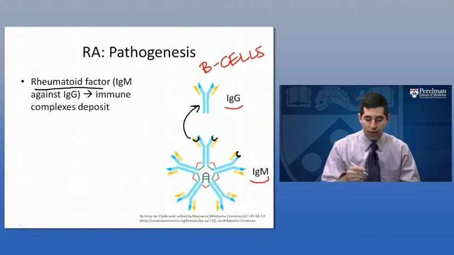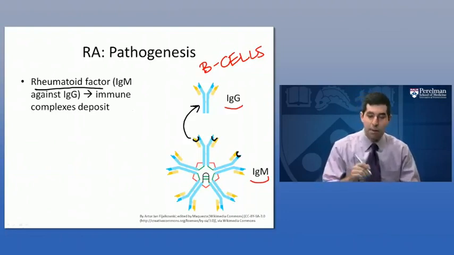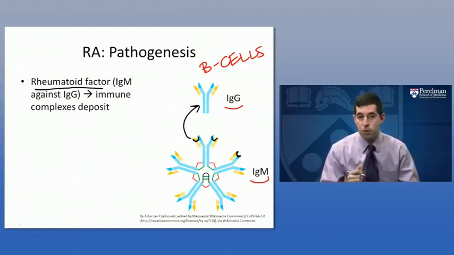And when that happens, we end up with these very large aggregates of immunoglobulin protein. IgM attacks a number of IgGs. They form together into a large, what's called immune complex, and it becomes large enough that it starts to precipitate out within the joints. They start to deposit in those joints.